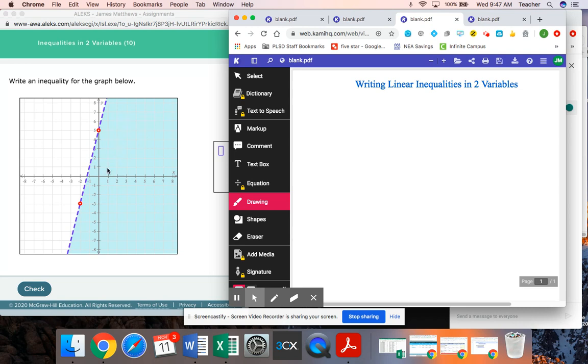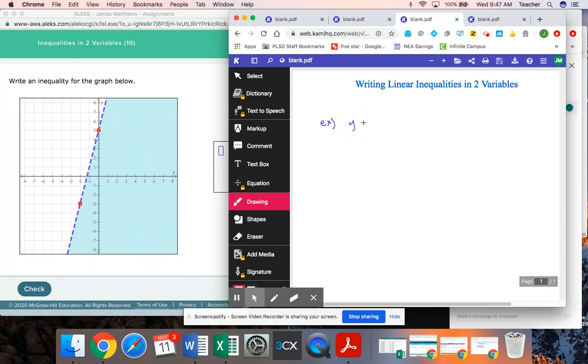It's an inequality. I know that because there is shading. If it was just an equation, there would be no shading. It would just be a line. Plus, I see that this line is dotted, which kind of tells me something also. So first, for this example, the first thing I need to do is write the equation of this line.